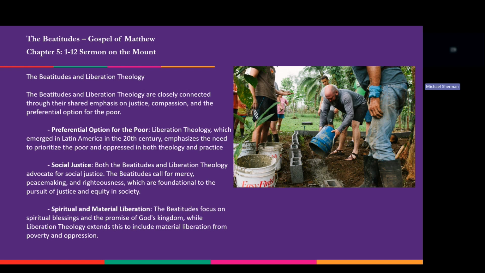Another area of liberation that it focuses on is spiritual liberation and material liberation. The Beatitudes focus on spiritual blessings and the promise of God's kingdom, so something that is to come. Liberation theology extends this to include material liberation from poverty and from oppression. So a liberation that is not only going to be realized in the afterlife. It's about a liberation, I suppose to quote Fat Boy Slim, right here, right now, we are not putting up with injustices anymore. And so it has a holistic approach, okay? It seeks to address both spiritual and physical needs of individuals and communities.